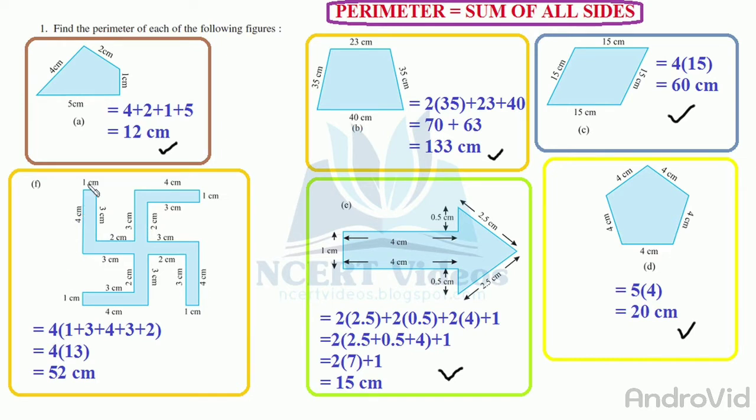So 1 comes here, we will put 1, then we have 3 and 4 and 3 and 2. So we will add it: 3 plus 4, 4 plus 4 is 8, 8 plus 2 is 10, 10 plus 3 is 13. So 13 into 4 is 52 centimeter. So this is your perimeter. This was your question number first.